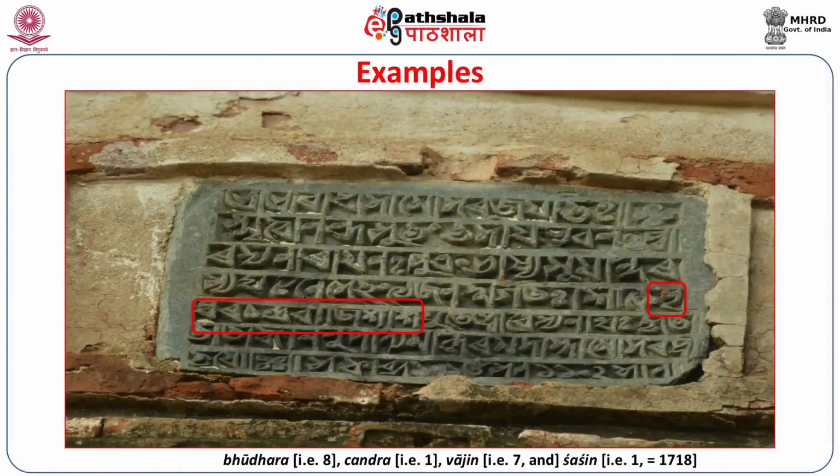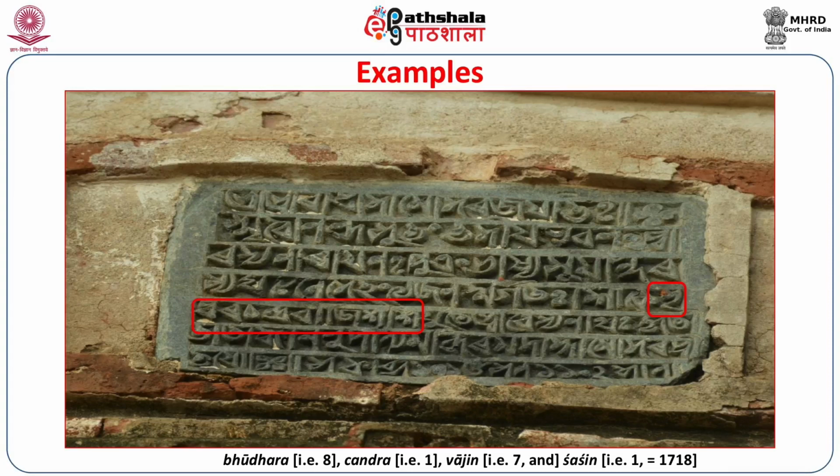Here is an inscription where you can see the red marked area, which reads Bhudhara Chandra Vaji Shashi Yute in the 4th and the 5th line. Now Bhudhara is 8, Chandra is 1, Vaji is 7 and Shashi, the moon, is 1. So the date of the inscription is 8, 1, 7, 1. But how do we read this date?